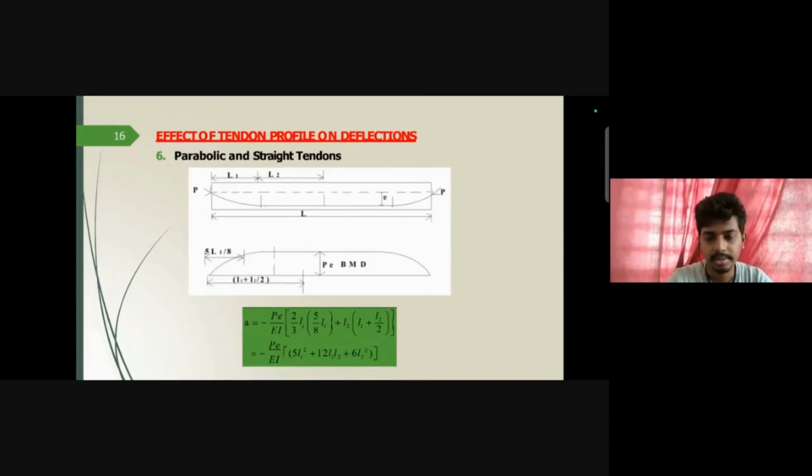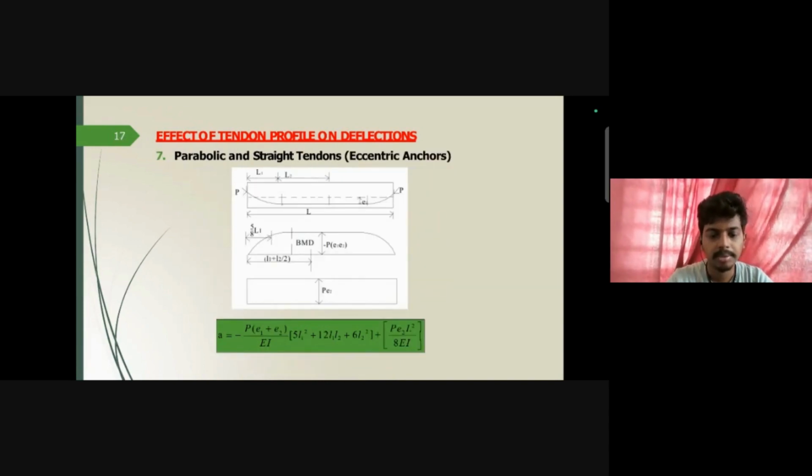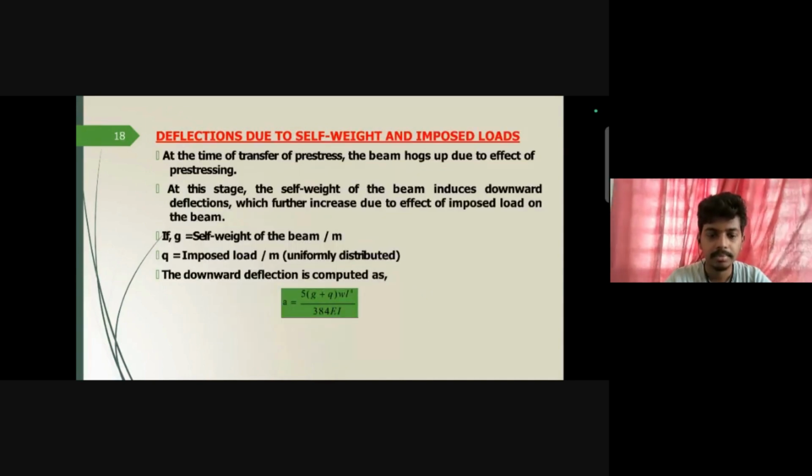Parabolic and straight tendons, when it is kept like this, then minus PE by EI, the whole into 5 L1 squared plus 12 L1 L2 plus 6 L2 squared. And then parabolic tendon with eccentric anchors is minus P into E1 plus E2 by EI, the whole into 5 L1 squared plus 12 L2 L1 plus 6 L2 squared, plus P E2 into L squared by 80 EI. Now you see the deflection due to self-weight and imposed loads.